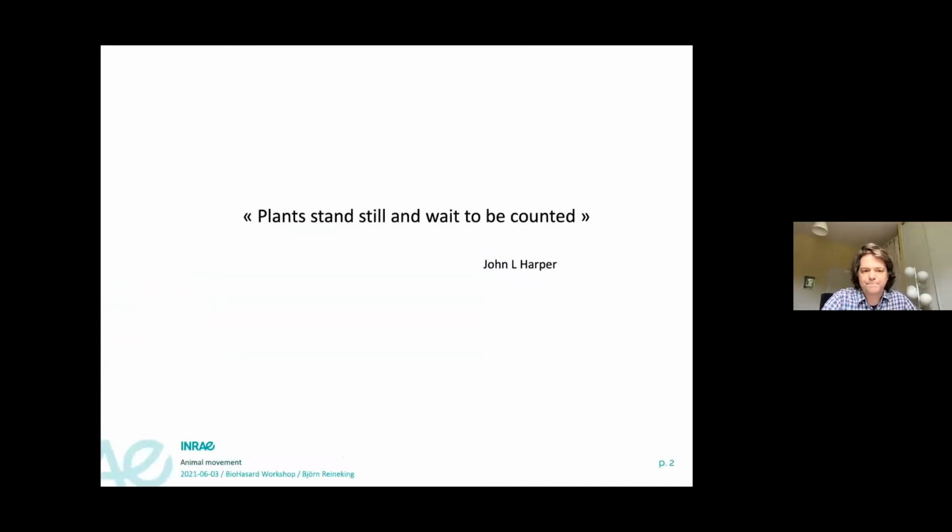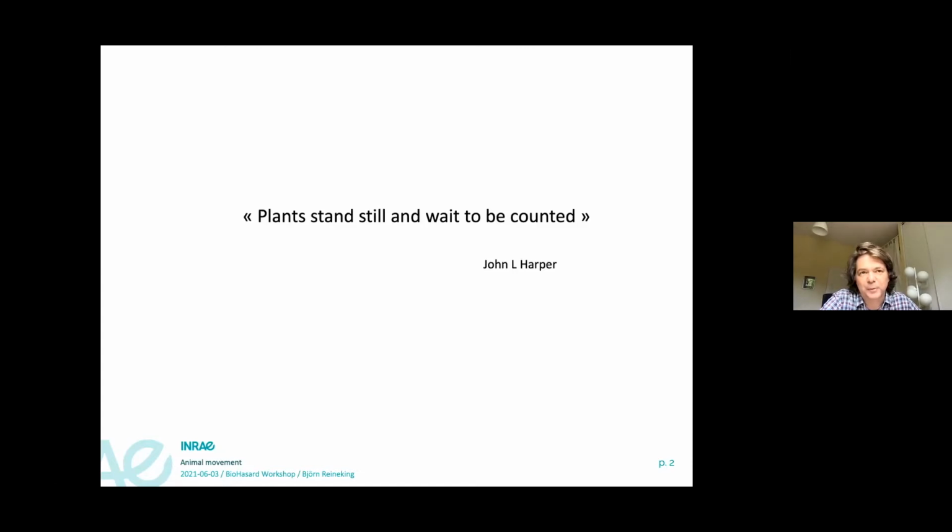So I'd like to start with this quote by John Harper, who was a famous plant ecologist, that plants stand still and wait to be counted. What is striking in this phrase is that he draws, at least implicitly, the big line between plants and animals, between those that move and those that don't. In a way, this is visible also in corals, for a long time not having been classified as animals, but rather as plants or stones, just because they don't move around.